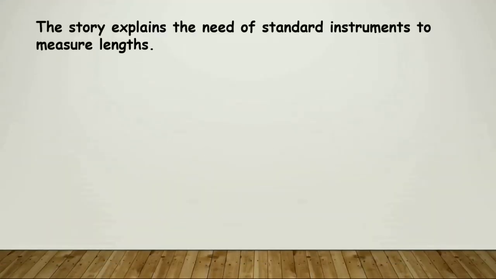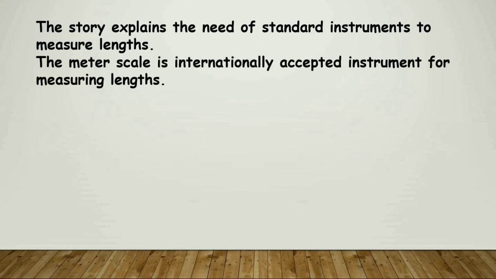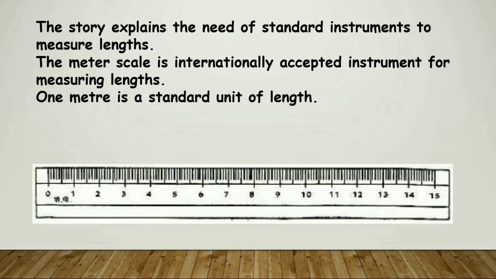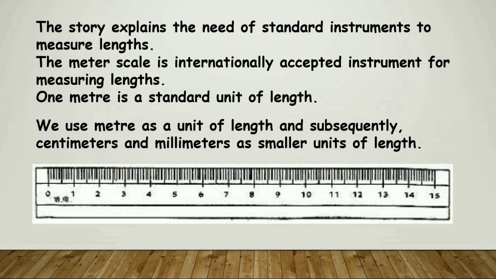The story explains the need of a standard instrument to measure lengths. The meter scale is the internationally accepted instrument for measuring length. So 1 meter is the standard unit of length. You can see here a normal scale, a short scale of only 15 centimeters, and the numbers 0, 1, 2, 3 etc. are all centimeters, and between 0 and 1 there are smaller lines also, they are called millimeters. We use the meter as a unit of length and subsequently centimeters and millimeters as smaller units of length.